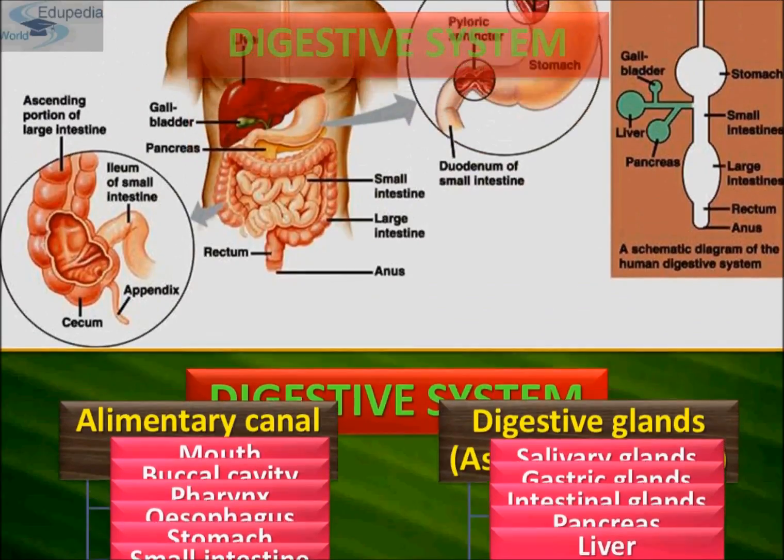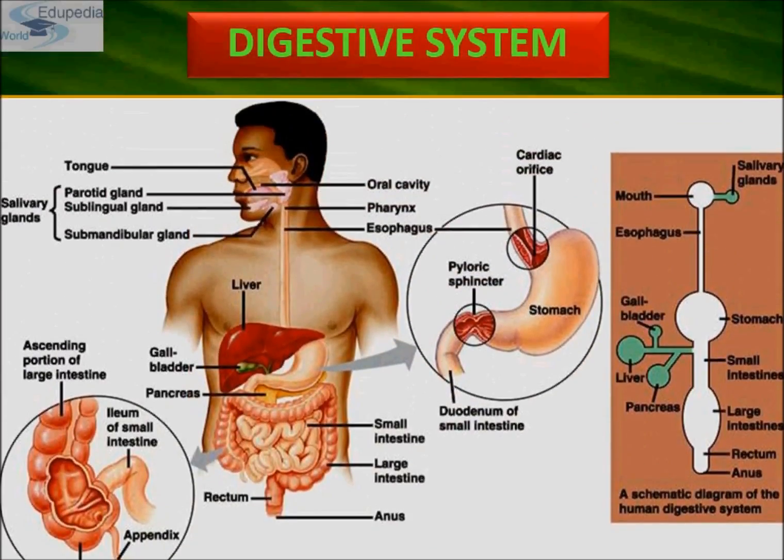Now, this is the proper illustration of a human digestive system. It has the tongue, the parotid, sublingual and submandibular glands, the lower oral cavity, the pharynx, the esophagus, the cardiac orifice and the pyloric sphincter, which is attached with the duodenum of the small intestine. This is the stomach, okay, and this is the liver, gallbladder, pancreas, and this is the small intestine, and this is the large intestine.